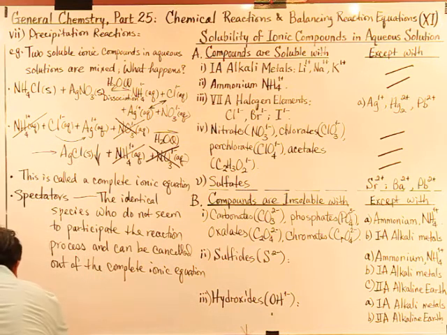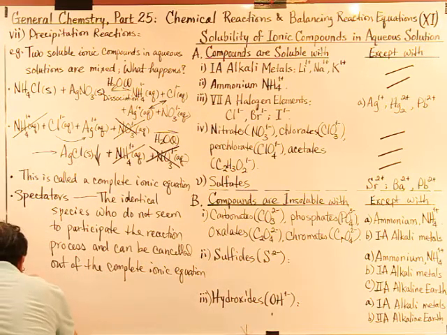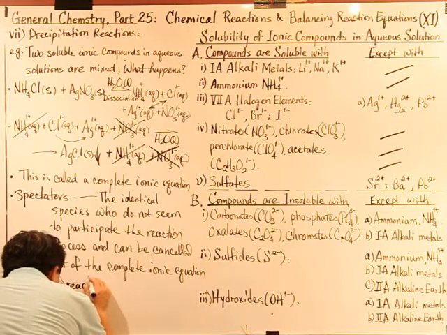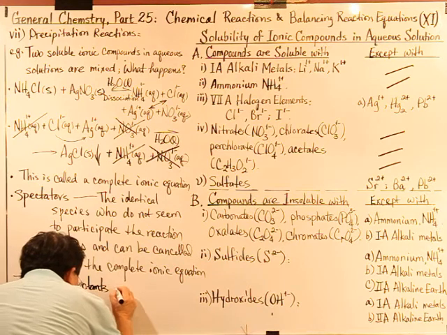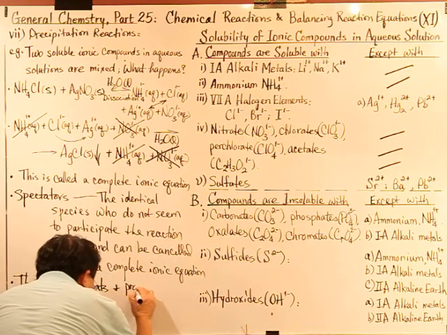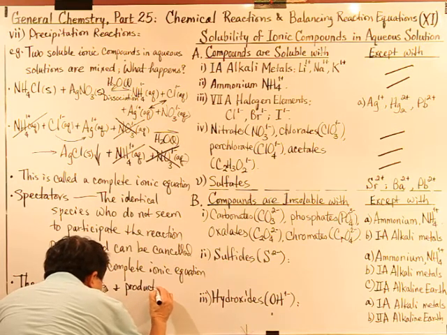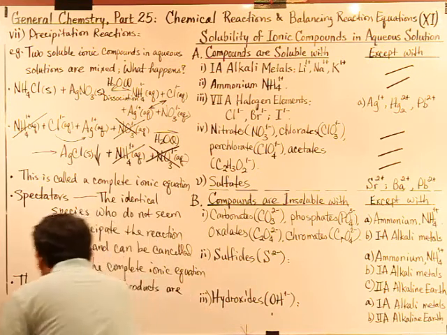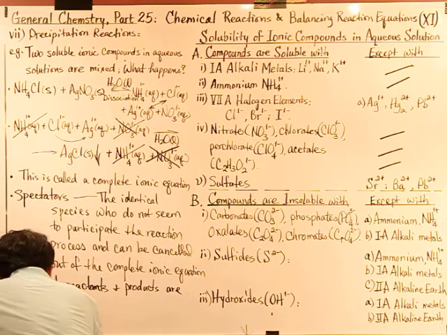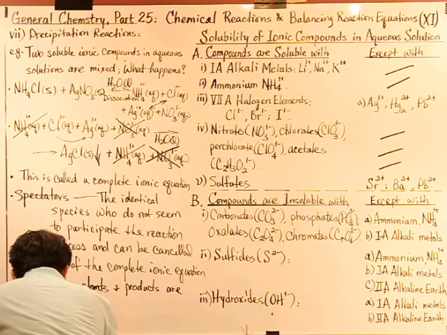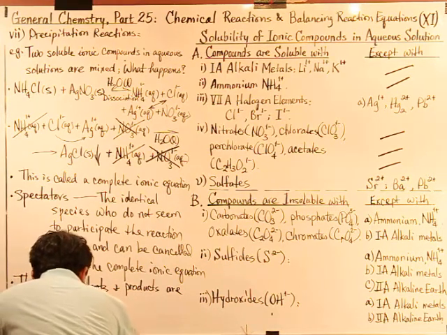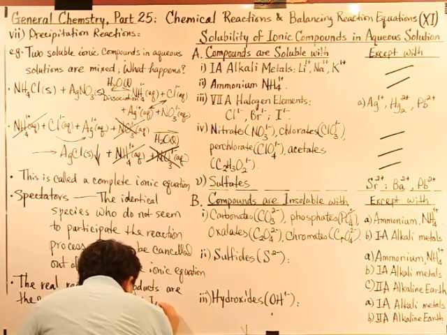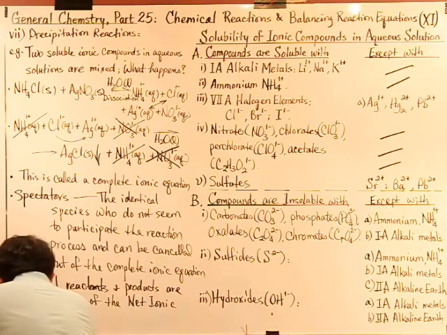Now let's put it down. The real reactants and products are the components of the net ionic equation.